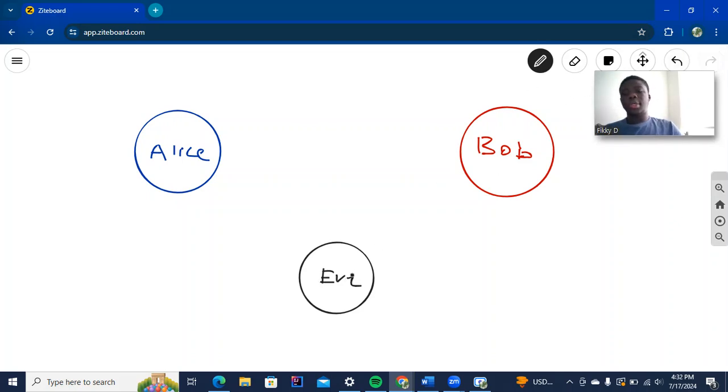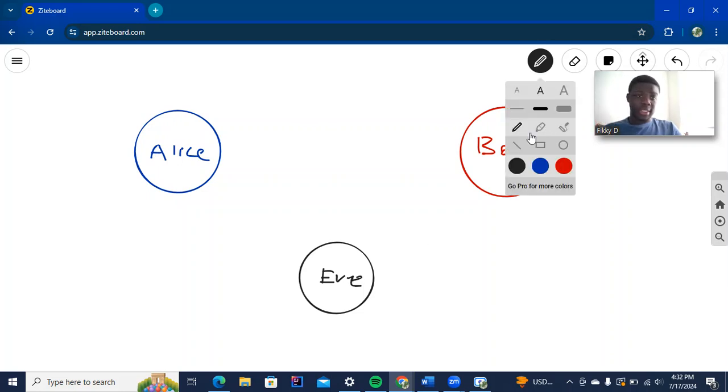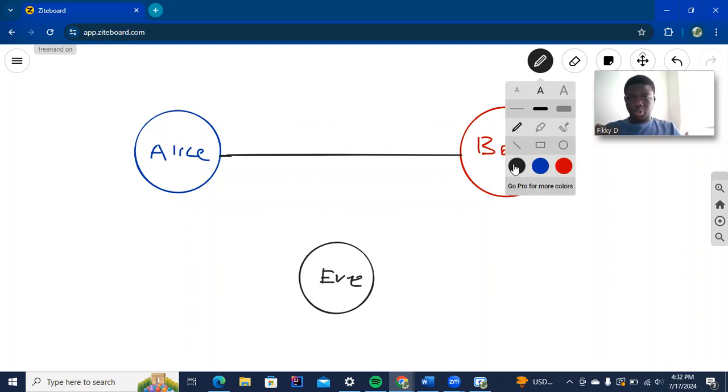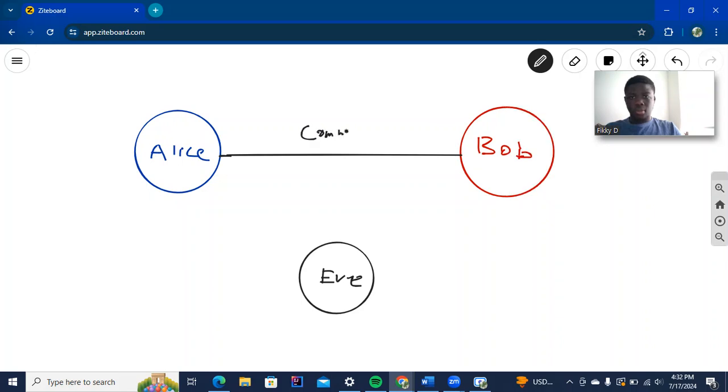The whole point is that Alice and Bob are linked in some way, and they're linked for the means of communication. They're basically trying to exchange information with each other, right? So this is how they're linked to communicate. But the problem is Eve is in the room, and Alice and Bob only want Alice and Bob to know what they're talking about.